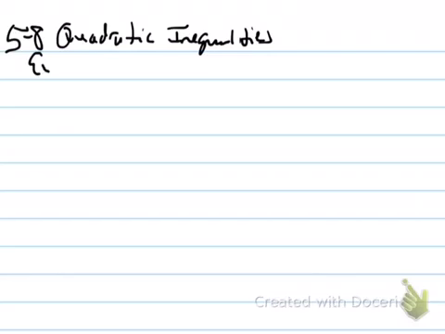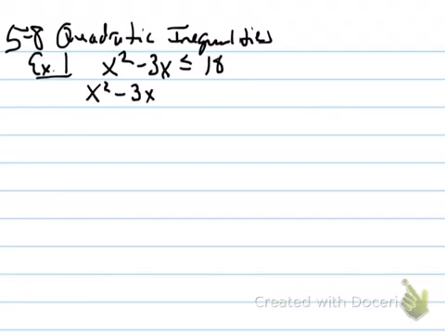If you look at the first example in your notes, example 1, it's x squared minus 3x is less than or equal to 18. Now, this is starting to look like something we saw a little bit earlier in the chapter. If I had an equal sign in place of the less than or equal to sign, what we would probably do is bring everything to one side. So we'd subtract the 18.